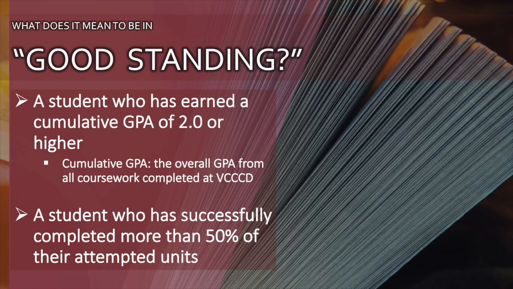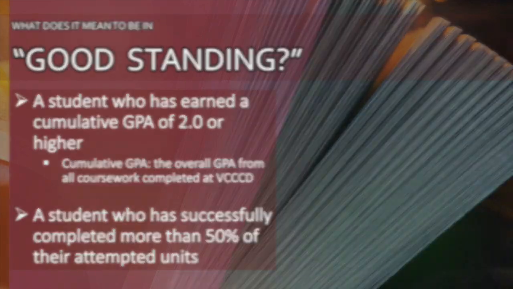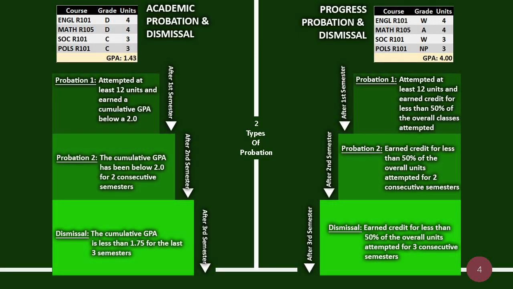On the flip side, if you don't meet either or both of these requirements, you will be placed on probation. As there are two factors to good standing, there are two types of probation for when a student doesn't meet either of those factors. On the left side, we have academic probation and dismissal, and on the right side, we have progress probation and dismissal. Let's use Peter as an example to better help in understanding the difference.